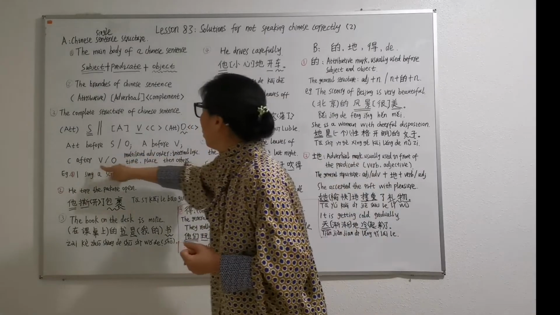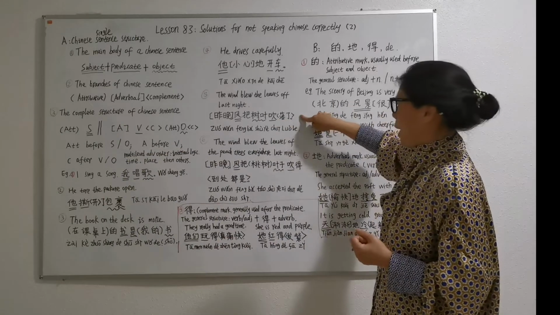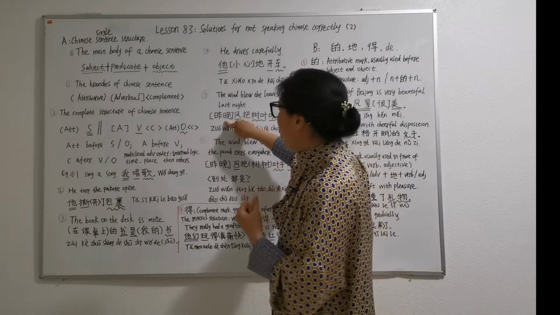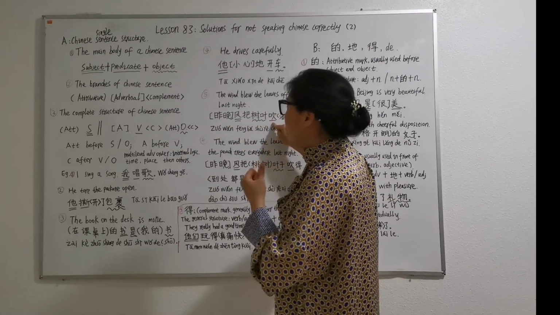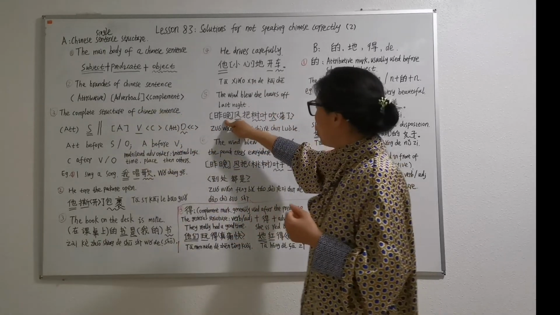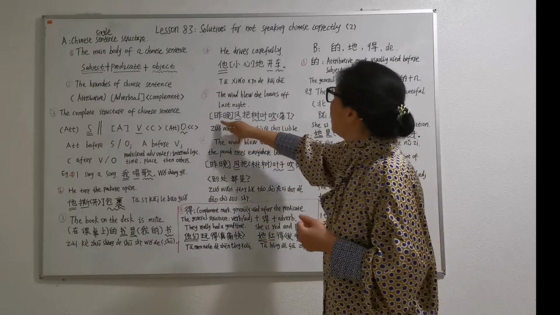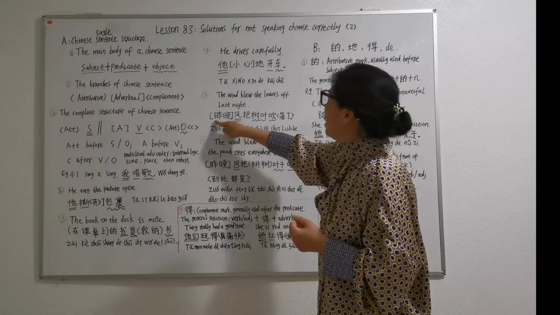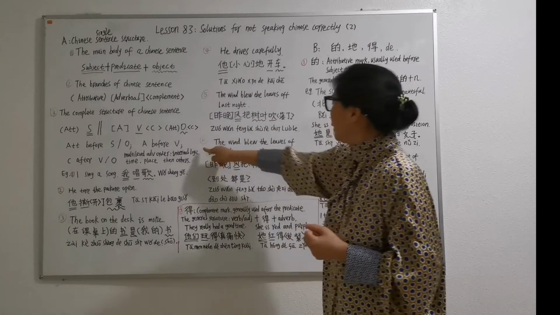Complement after verb or object, and 昨晚 is an adverbial. It should be before the verb. But sometimes the time adverbial you can put at the beginning of the sentence. Here, this time adverbial 昨晚 is at the beginning. Okay, go on. The sixth.